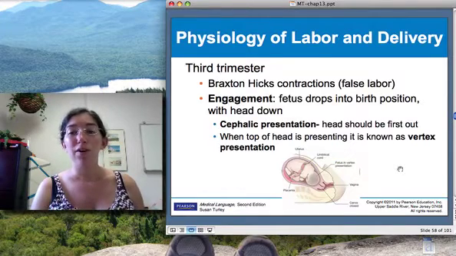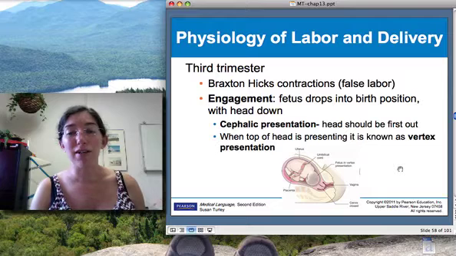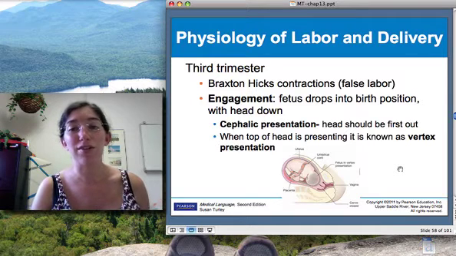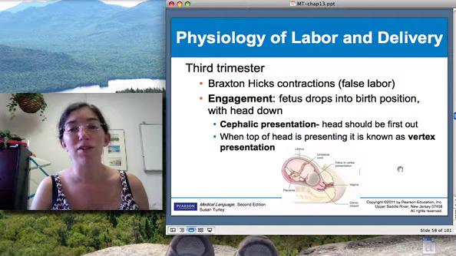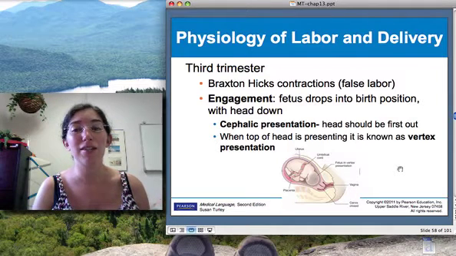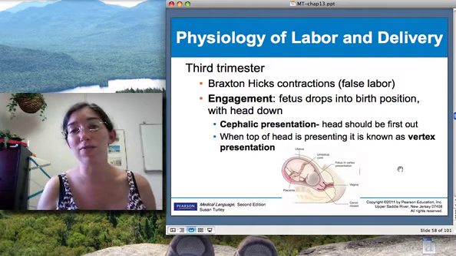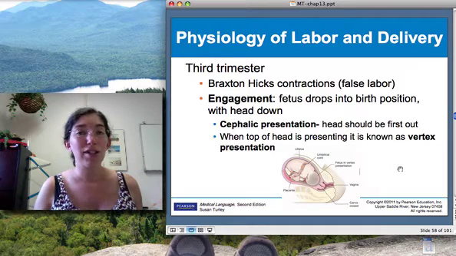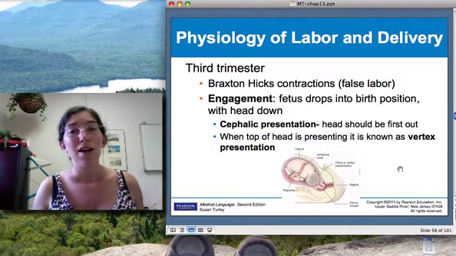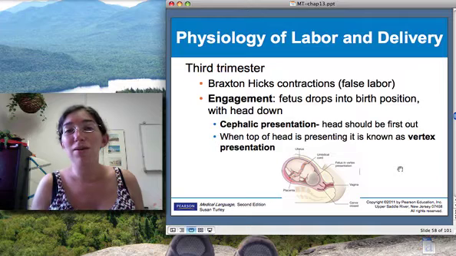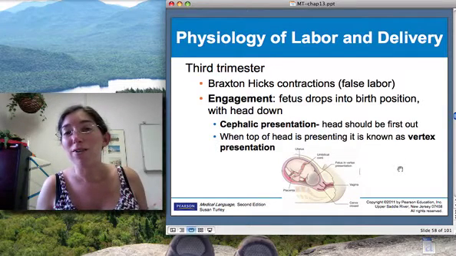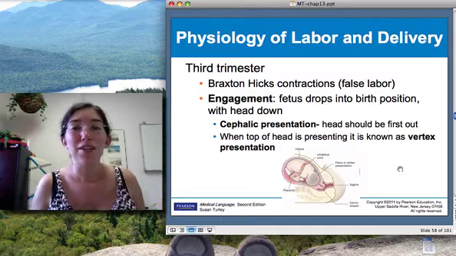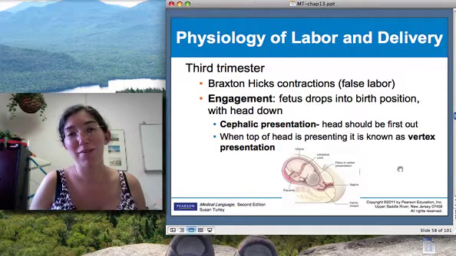Alright, so in the third trimester, a few physiological things start to happen. One thing that occurs during the third trimester is women start to experience Braxton Hicks contractions, also known as false labor. These are essentially contractions of the uterus, basically the uterus is starting to get a little early workout, trying to warm up for the process of labor. It's like a warm-up.